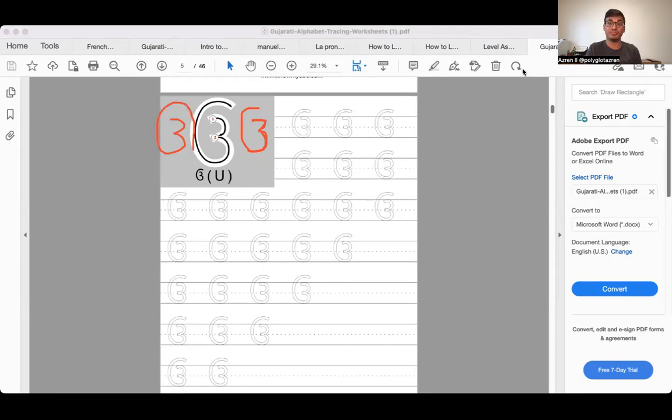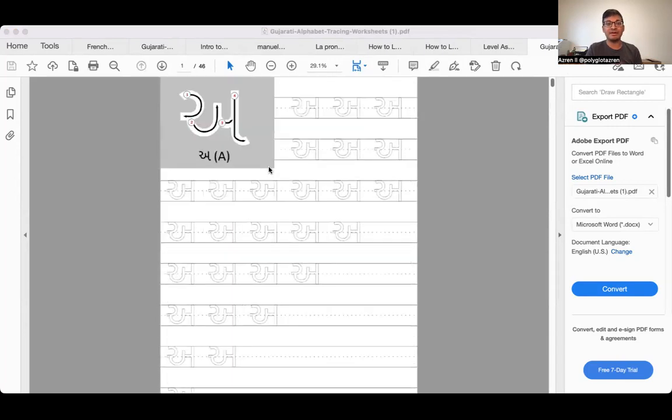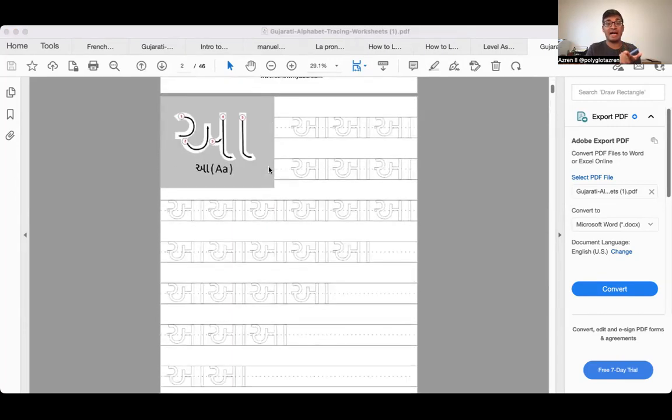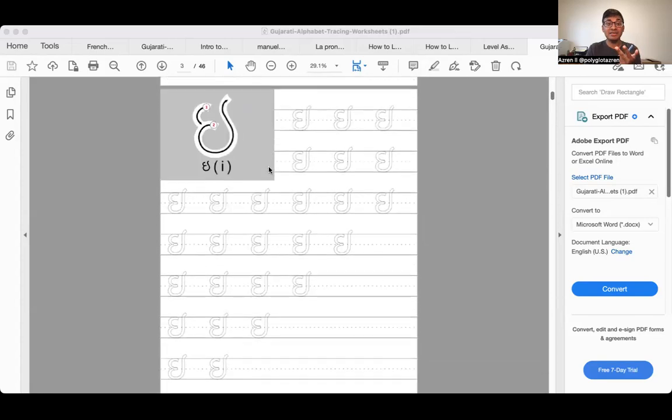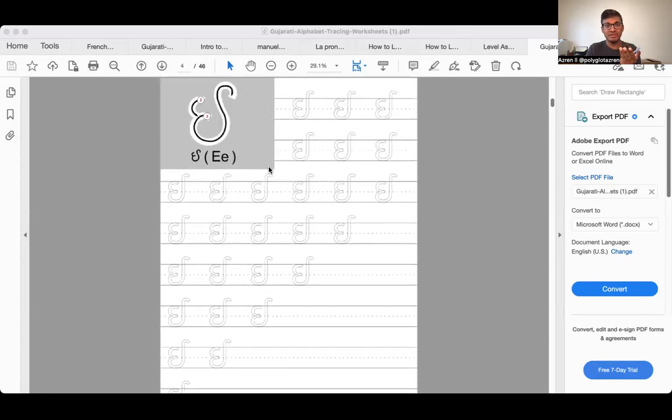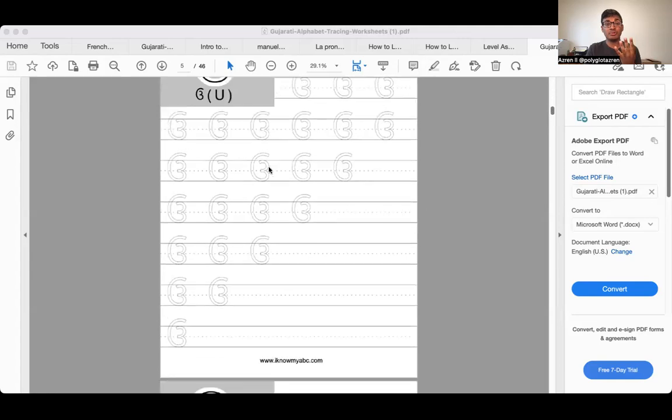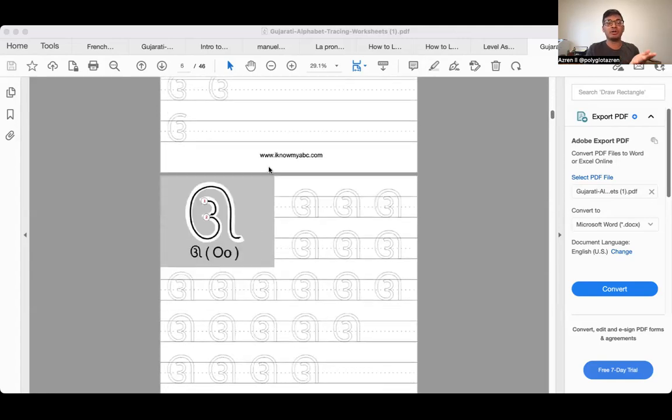This is U. So let's recap these vowels so far. We have A, E, another E, U, and another U. Short U, long U, but of course nowadays they're pronounced the same.